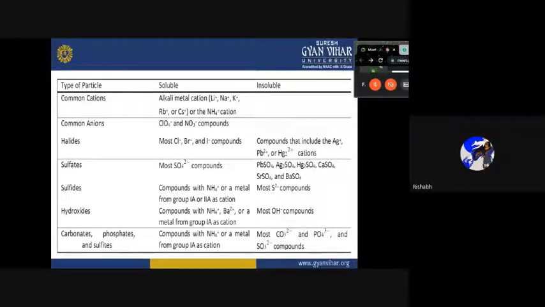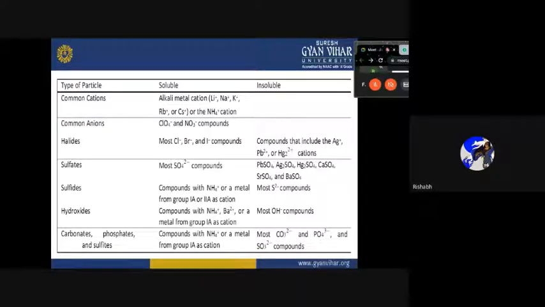Then comes your sulfide. Sulfide is S2 negative anion. So compounds with NH4 positive or a metal from group 1A and 2A as cations. Okay, what is 1A and 2A group? It is alkali metal and alkaline earth metals. Okay, the sulfide of these group will remain soluble. But other than that, most of your sulfide compounds will become insoluble and precipitate to the bottom of the beaker.